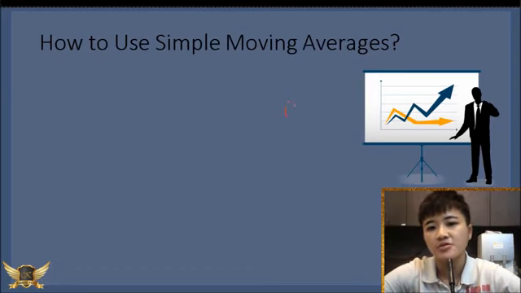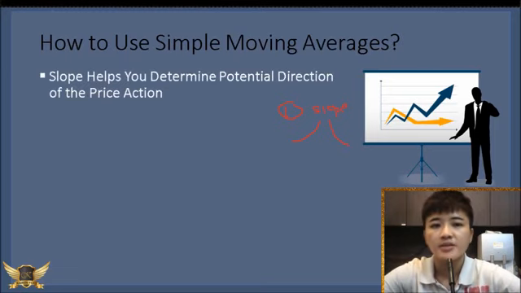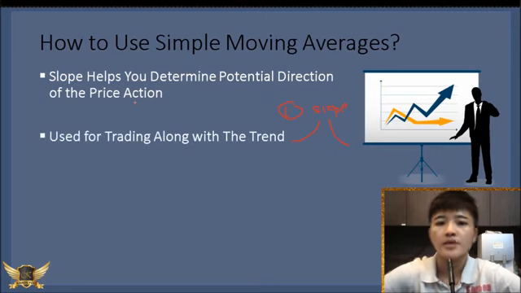The first thing that you need to look at when it comes to the SMA line is this thing called the slope. Is it sloping like this upwards or is it sloping downwards? Okay, because the slope will help you determine the direction of the price action. In other words, the direction of the market right at this moment. So use simple moving average for you to prevent yourself from trading against the trend.